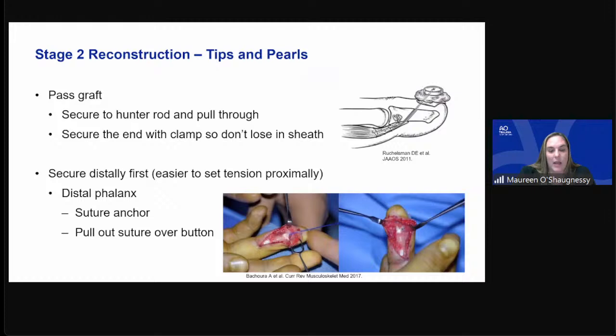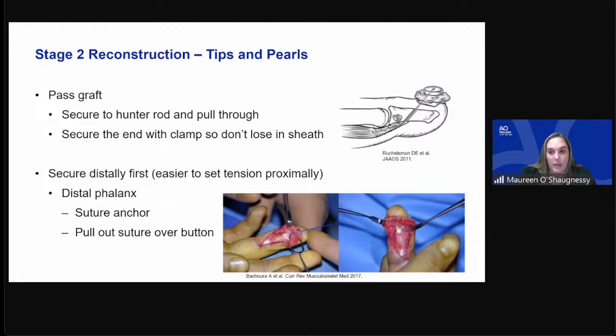So you're going to pass your graft and secure it usually to the Hunter rod and pull it through. You can also pass it with surgical wire, whatever you need to do. But one tip here is you should clamp, assuming you take proximal to distal, clamp that proximal end. So when you pull it through, you've always got the handle on it proximally because you don't want to lose your graft within your tunnel. And that makes for a sad day to have to go fish that out.